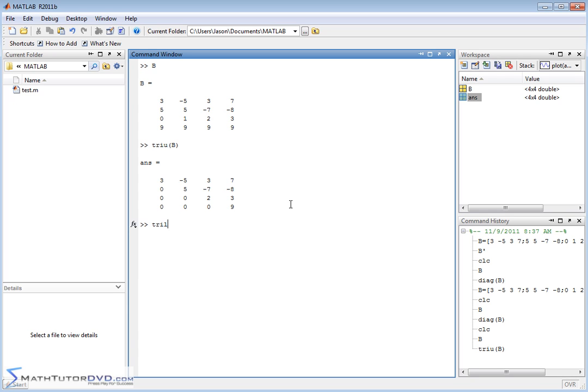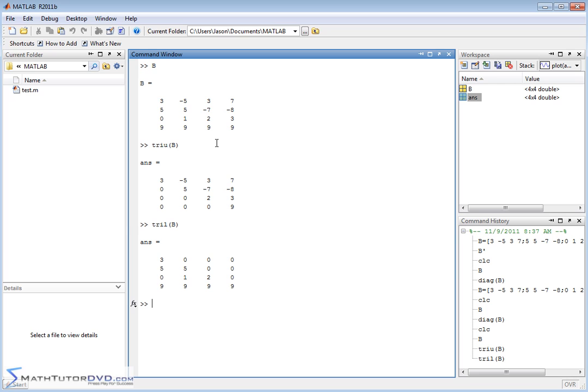You also have triangle lower, TRIL. And if you pass it that matrix, you're going to get what you might expect. You have the diagonal, and then you have the elements below the diagonal. All the other elements in the matrix are zeroed out. So these are very simple functions to apply. There's really no gotchas there. So I'm going to close the section off now.